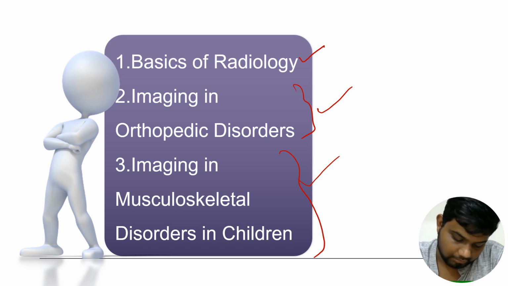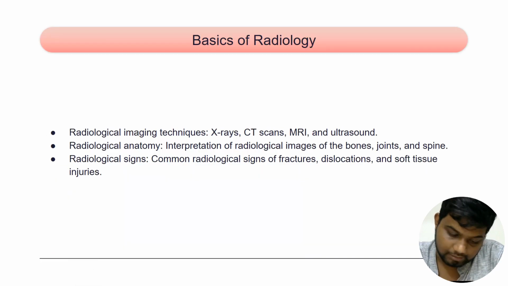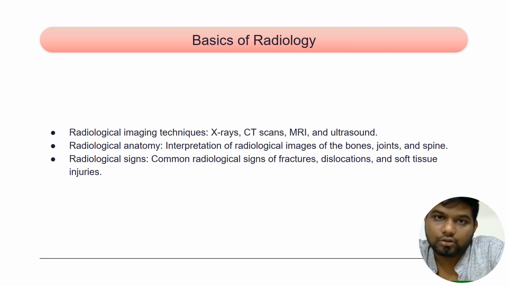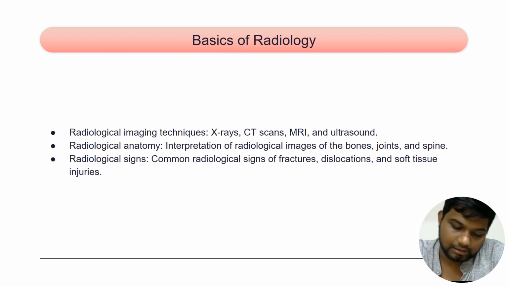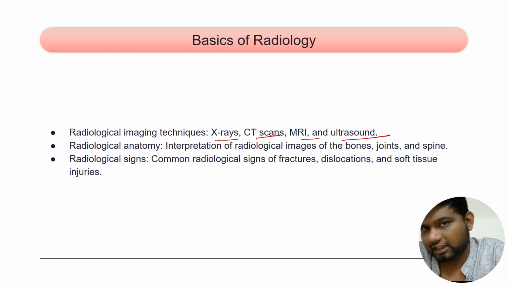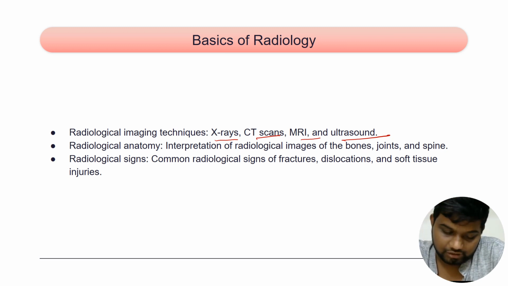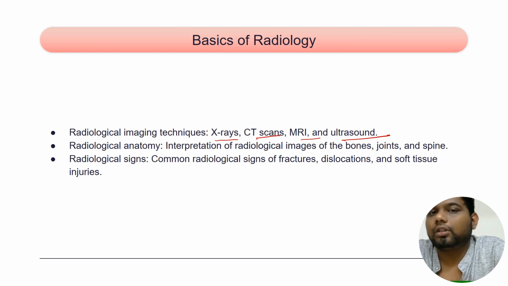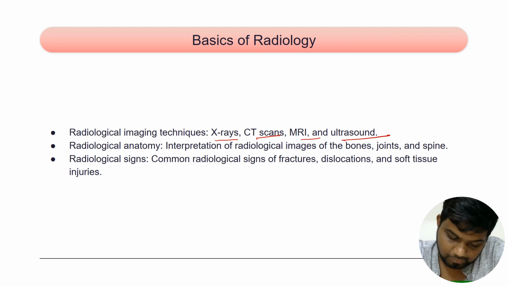Speaking about the basics of radiology, we need to know about all the imaging instruments we have. For example, the tools we use to take images, like X-ray, CT scan, MRI, and ultrasound, and their mechanism, how they work, and what sort of organs can be visualized using these tools. You have to remember which one is more preferred for bone disorders and which one is more preferred for soft tissue disorders.